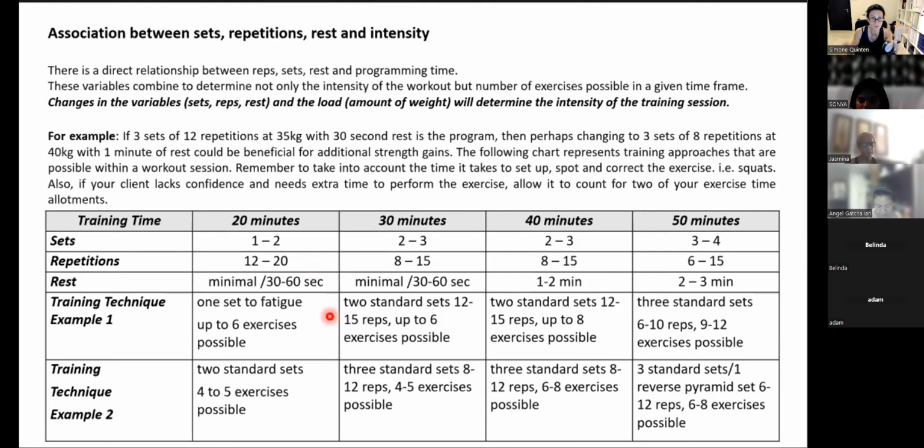So if the load is not right and they go, you know, for 150 reps each exercise, then they will not be done in 20 minutes, okay? And then you can try up to 6 exercises, okay? Or what you can do is just do 2 standard sets, and then 4 to 5 exercises are possible. And that is the same for 30 minutes, 40 minutes, and 50 minutes, okay? But the exercises themselves and also how to program that, we do all together tomorrow.